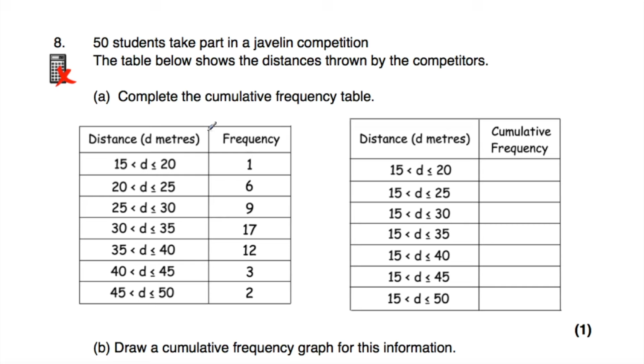So one competitor threw between 15 meters and 20 meters. 6 competitors threw greater than 20 meters but less than or equal to 25 meters, and so on. And then we've got this cumulative frequency table that we want to complete. We just need to add together the frequency.